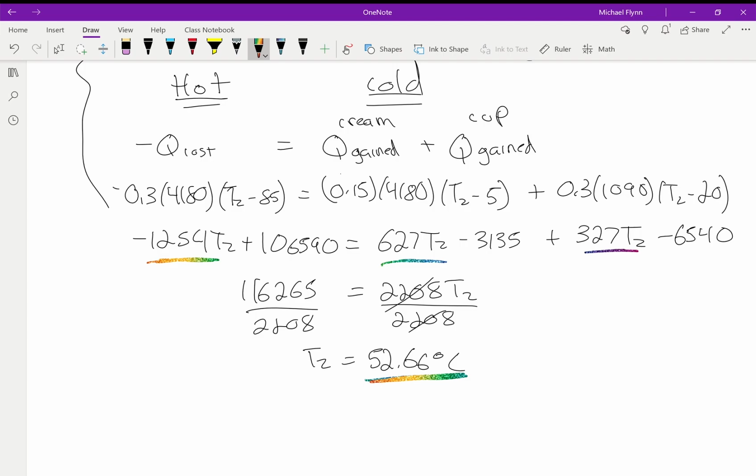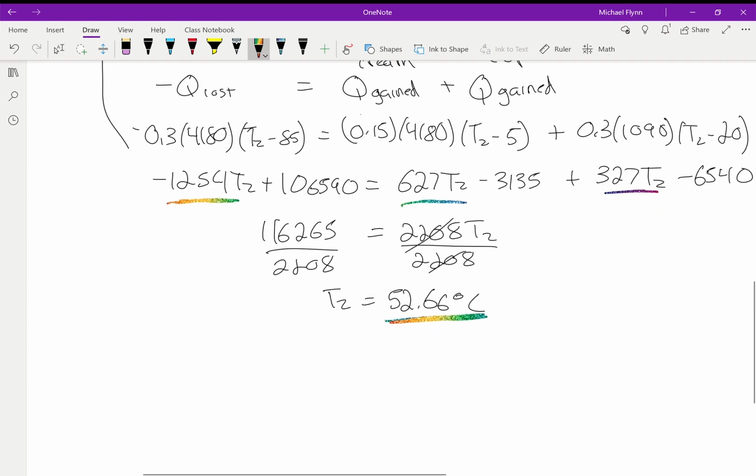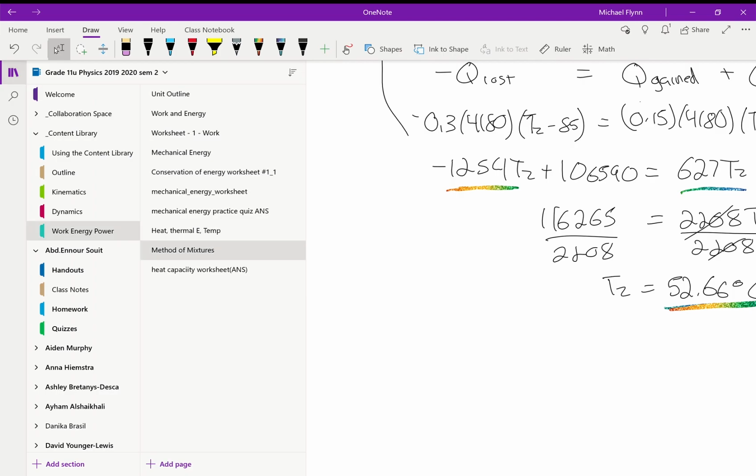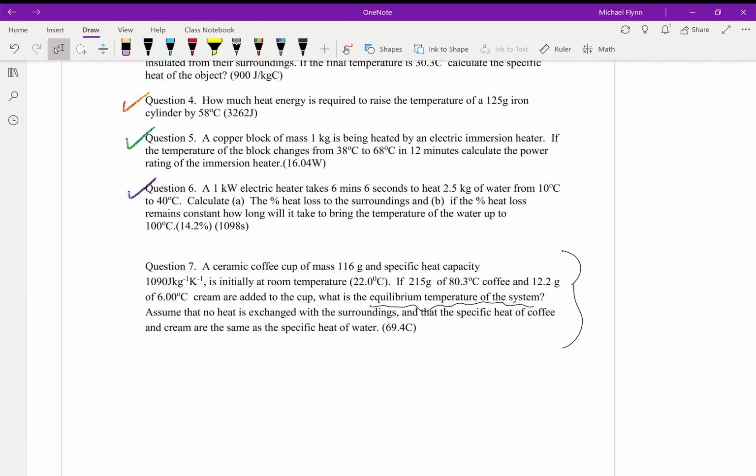This is how you do method of mixtures when you have three different things you're mixing together, one thing that's hot and two other things that are cool. That's how you do method of mixtures. It's pretty straightforward. It's just using the formula that I showed you yesterday, and that should allow you to finish the rest of the questions on this assignment, and in the homework.